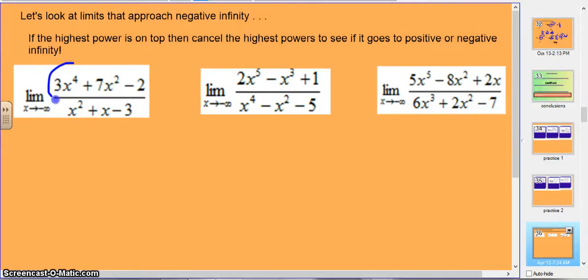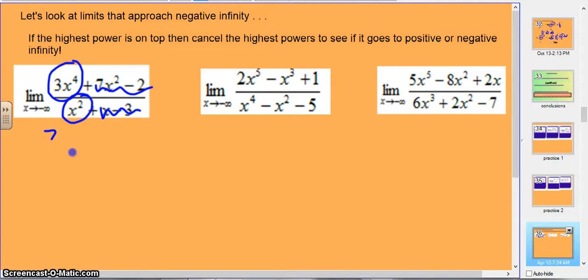But let's take a look. The highest power on top is 3x to the 4th, and the highest power on the bottom is x squared. So in other words, on top, the 3x to the 4th, if I plug any kind of an infinity or negative infinity in, it's going to grow a lot faster than these 2 numbers. So we can kind of ignore those. And same with the bottom. The x squared is the biggest one. So if I add an x and subtract a 3, it's not going to change the value that much.